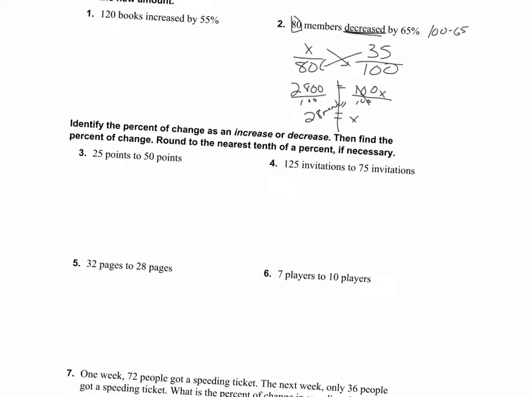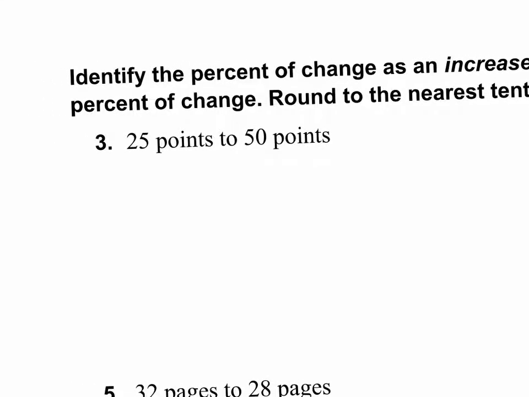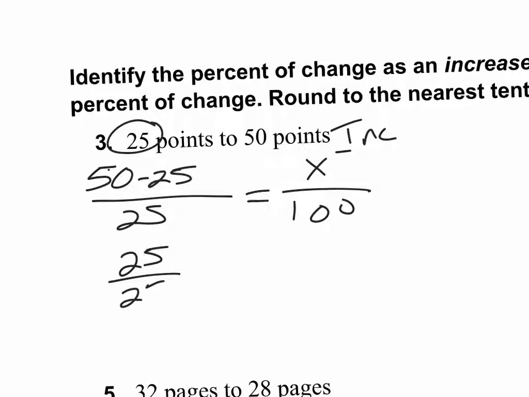So identify the percent of change as an increase or decrease, then find the percent of change. Round to the nearest tenth of a percent if necessary. Okay, so again, 25 points to 50 points. So I'm going up, so this is going to be an increase. And then the top is the change, so I'm going to take 50 minus 25, and then change over original is equal to, we're trying to find the percent change, x over 100. So 50 minus 25 is 25, over 25, is equal to x over 100.